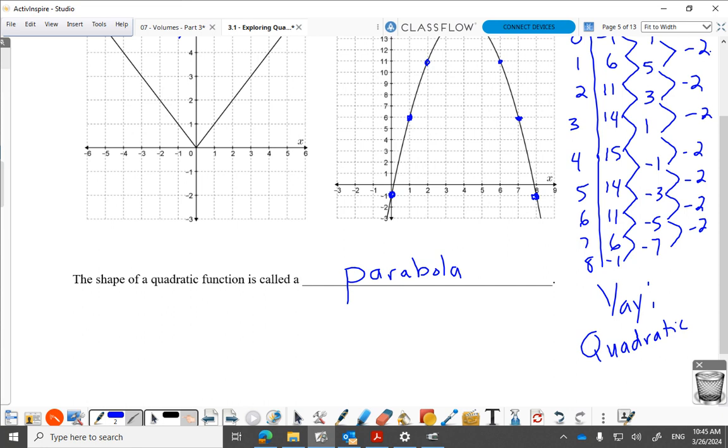Okay, what do we got so far? A quadratic will have second differences equal. It will have degree 2. And it'll make a parabola if we graph it. And that's what a parabola looks like.